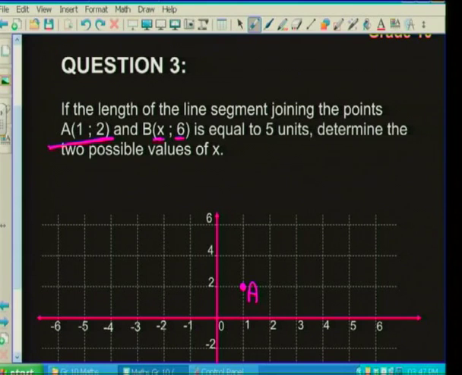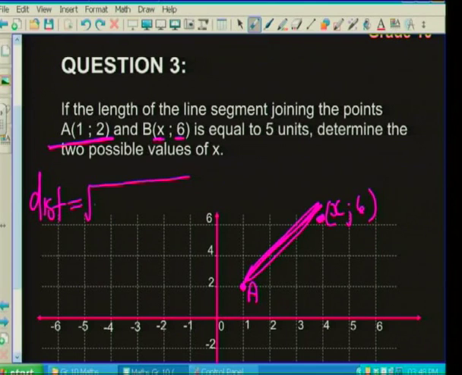Guys, it doesn't matter. Let's do, for instance, let's put it here where y is equal to 6. X is x and y is 6. And I know that that distance between the two is 5 units. Now the question asks me to determine the possible values of x. Now once again, we are going to use the distance formula, so let's write that down. Distance equals the one x value minus the other, everything squared, plus the one y value minus the other, everything squared.